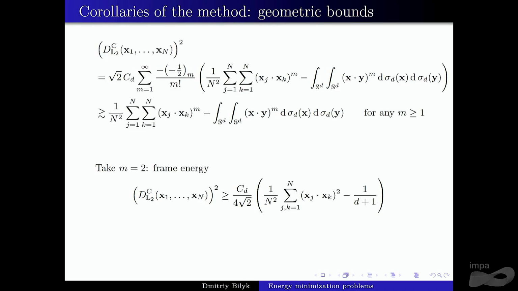You can take other terms and interpret them in terms of spherical designs. You can say that if a set is too far from being a spherical design, then you have some lower bound for the discrepancy. All right, and finally, maybe I'll finish a little early today.